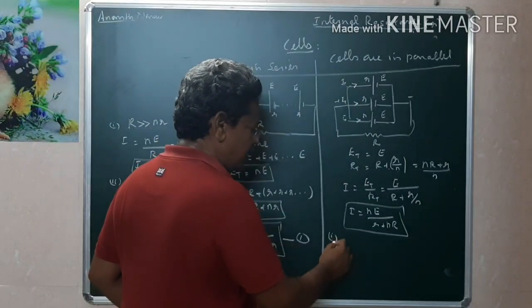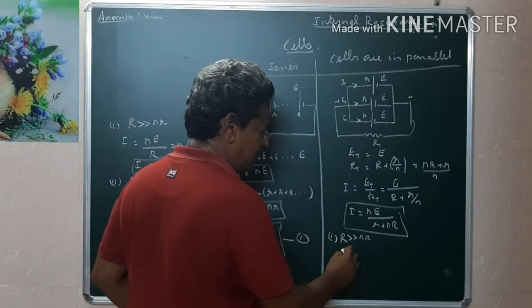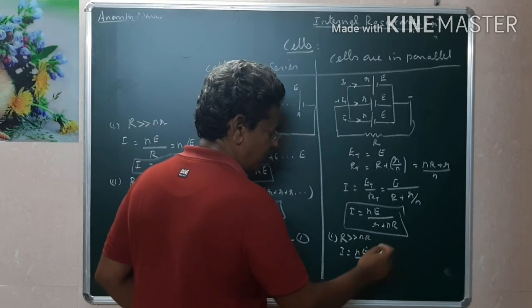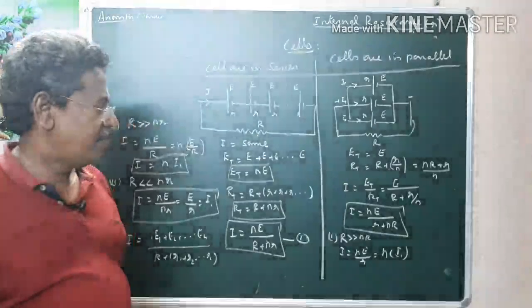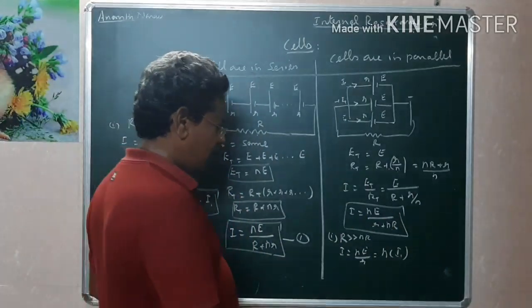Now again you apply the two conditions. Number one, suppose R is very large compared to Nr, then Nr can be neglected. Therefore I is equal to NE by R. Therefore this is equal to N times the single cell current. Therefore when the internal resistance is very small, all the currents will again be added.